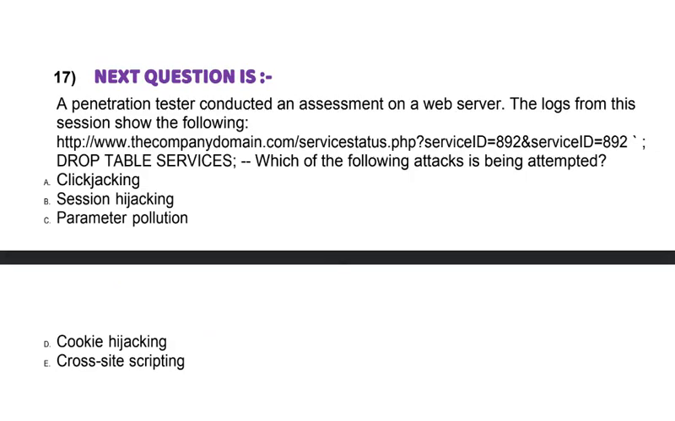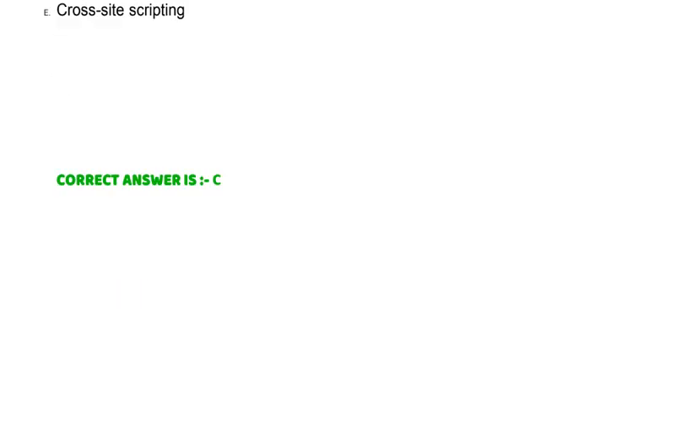Question is a penetration tester conducts an assessment on a web server. The logs from this session show the following. Which of the following attacks is being attempted? Option A, clickjacking. Option B, session hijacking. Option C, parameter pollution. Option D, cookie hijacking. Option E, cross-site scripting. Correct answer is option C.